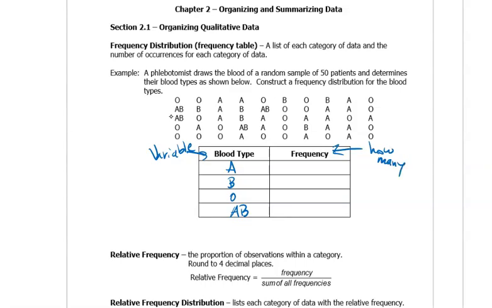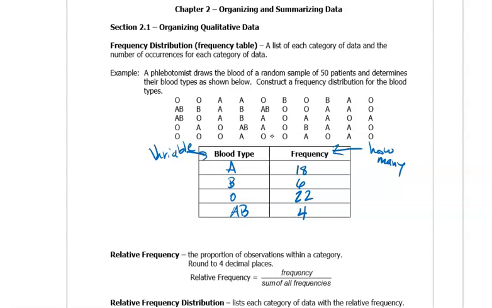And so out of these 50 blood types, we can come through and count all of these, and we would see that for the blood type A, there are apparently 18 of them. And then for the blood type B, there are 6 observations. And for the blood type O, we can count here that there are 22 of them. And then for the blood type AB, there are 4 observations. And so the frequency distribution, there are a couple of ways that we could draw an actual graph for this.